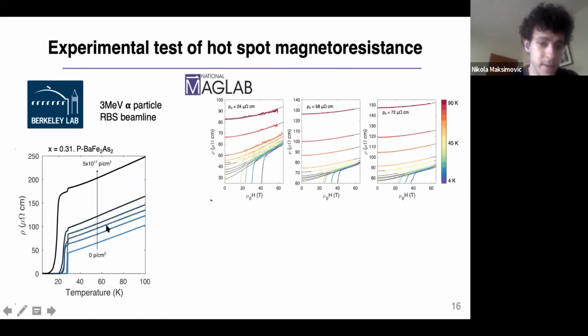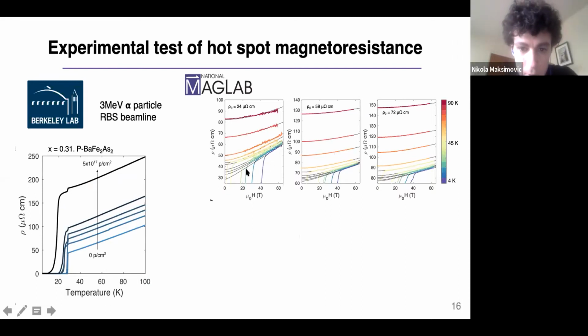So what we did is took samples of optimally doped, the quantum critical barium-122, and irradiated them with alpha particles at Lawrence Berkeley Lab. And you can see the effect on the zero field resistivity. The effect is to basically increase the resistivity in roughly a temperature independent way. Then several of these samples were taken to pulsed field and we were able to do a detailed disorder and temperature dependent experiment on the quantum critical barium-122.